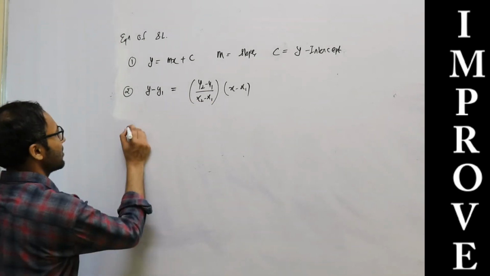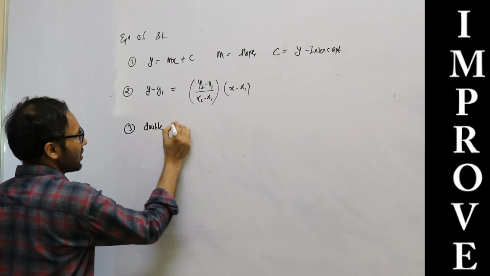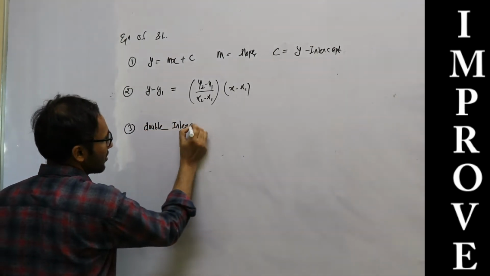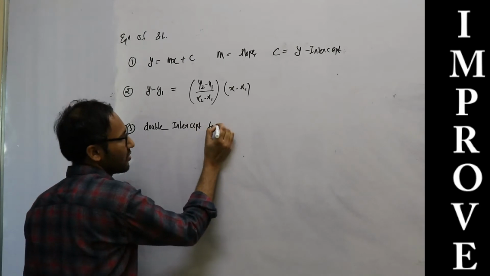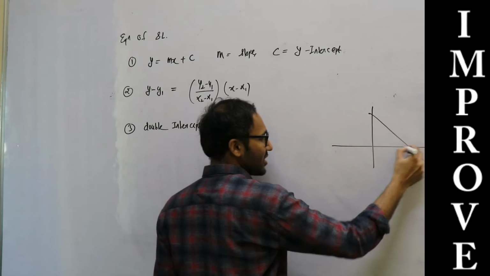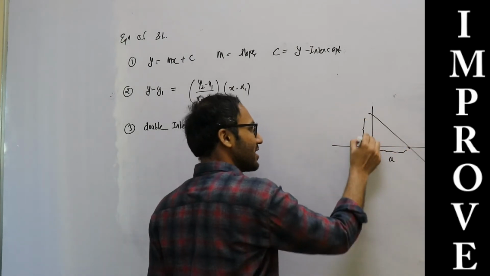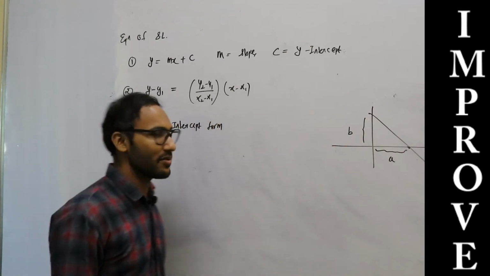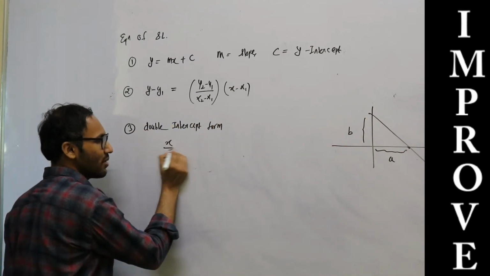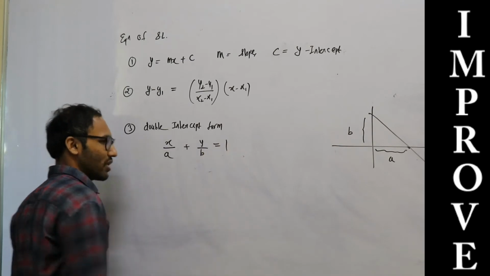Number 3, double intercept form. Suppose you are having 2 intercepts. This intercept, the length is a, which is called x intercept, and this length is b, which is called y intercept. Then the equation of straight line will become x upon a plus y upon b is equal to 1.